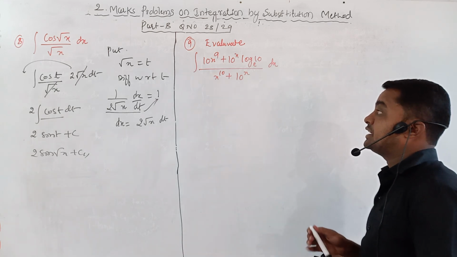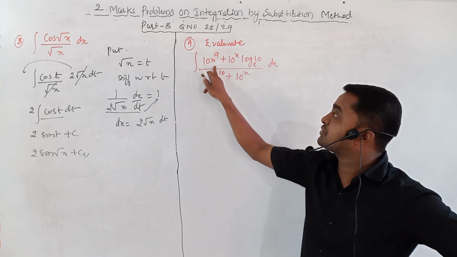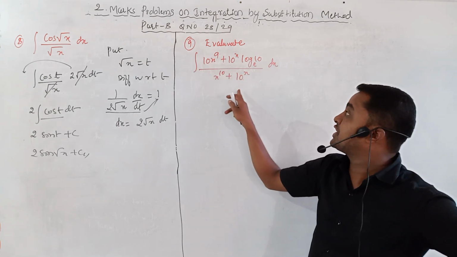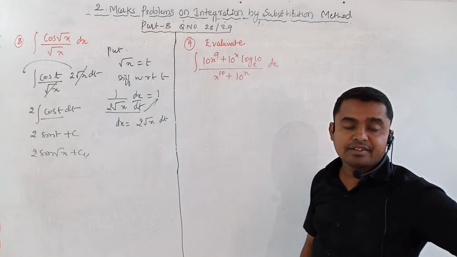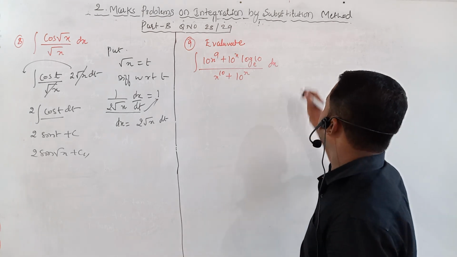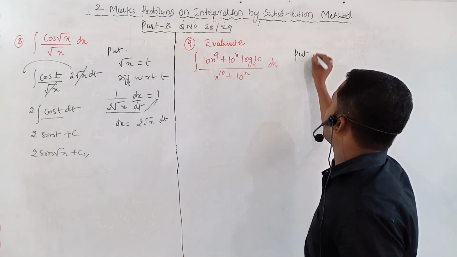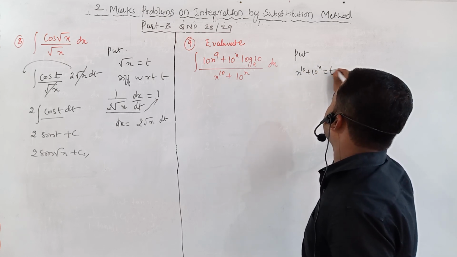Next, see here, 10x raised to 9. Derivative of x raised to 10 is 10x raised to 9. Derivative of 10 raised to x is 10 raised to x into log 10. Put x raised to 10 plus 10 raised to x equal to t.